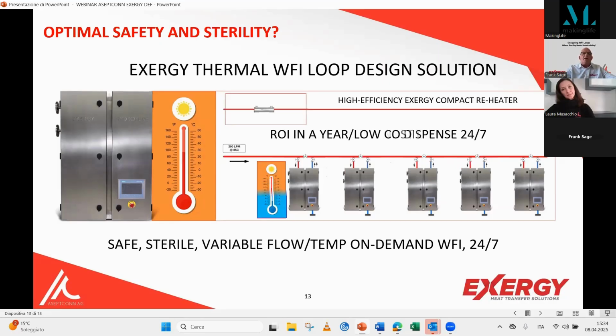Instant on-demand dispense 24/7. So here's two major elements of what we work on every project. We work on full sterility, and we work on instant on-demand dispense 24/7. So we can supply safe, sterile, variable flow and temperature WFI on demand 24/7 with zero downtime for sterilization.